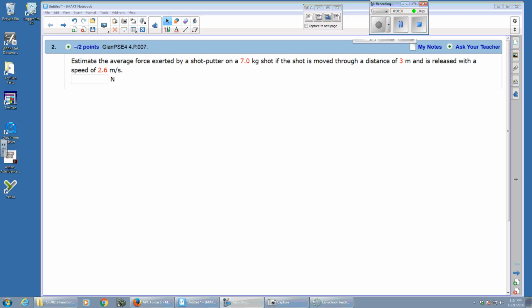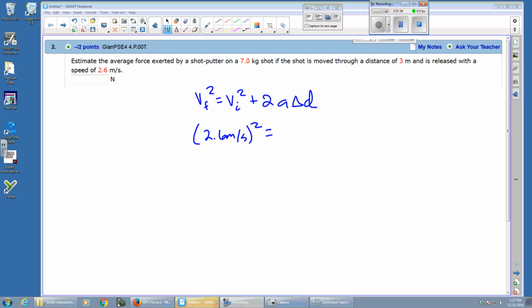So, force exerted by a shot putter on a 7 kilogram shot. The shot moves through a distance of this and is released with the speed of this. So first, I would like to know what the acceleration of the shot needs to be. I'm going to use v final squared equals v initial squared plus 2a delta d. So 2.6 meters per second squared equals 2a times 3 meters.